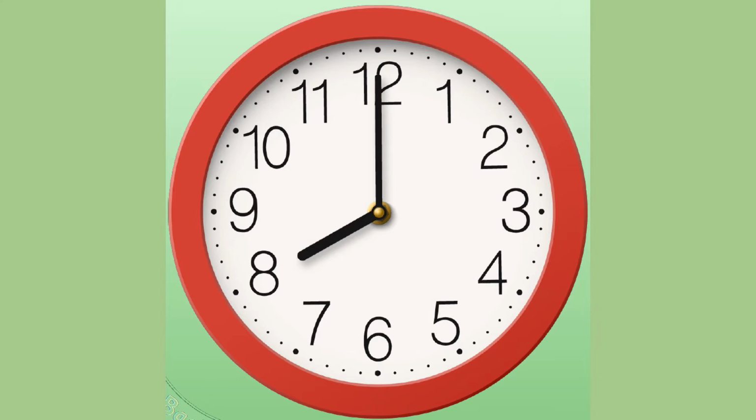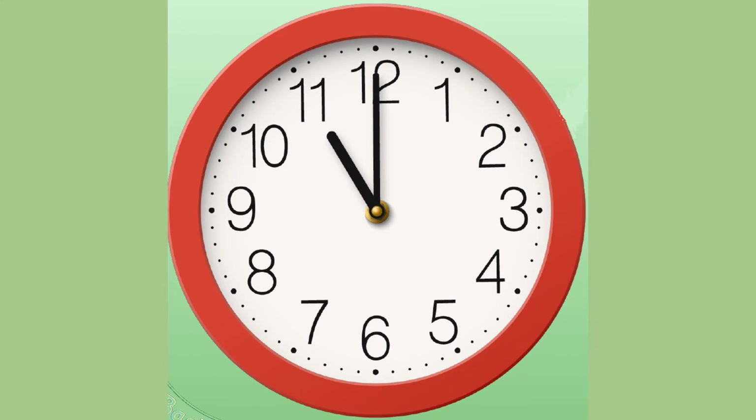What can you tell me about this time? Can you explain how you know? It's 8 o'clock. We know this because the minute hand is pointing straight up to the 12 and the shorter hour hand is pointing straight at the number 8.